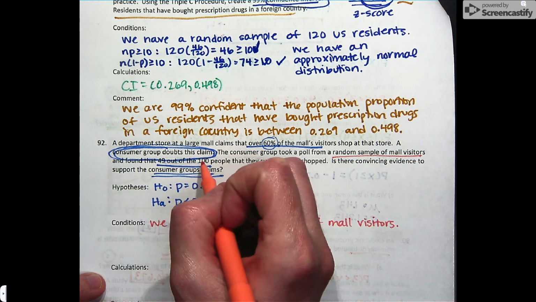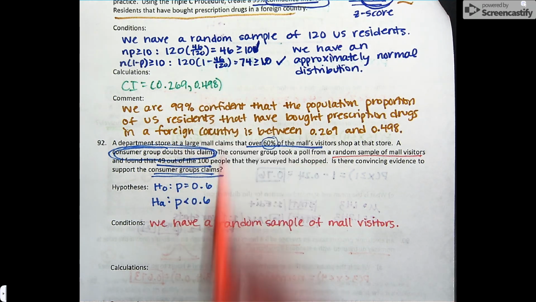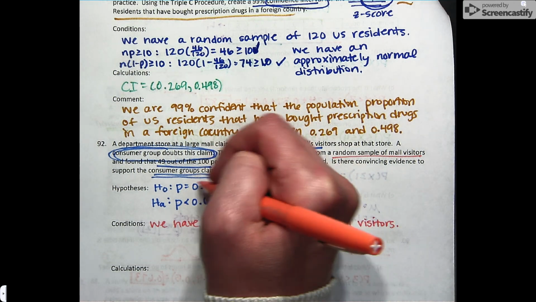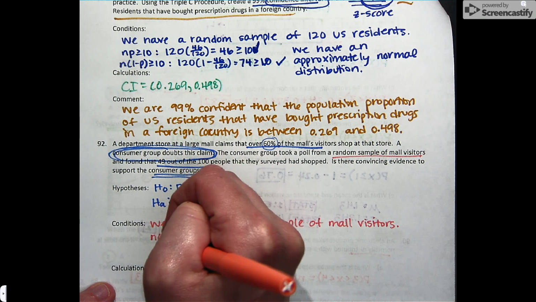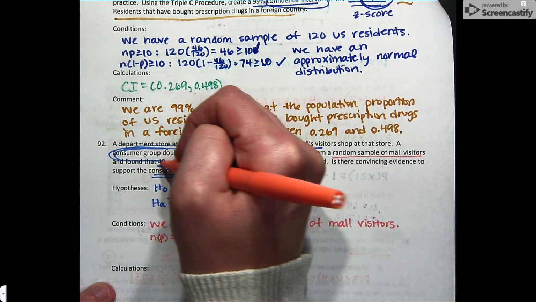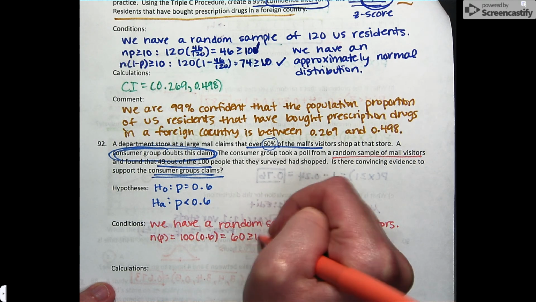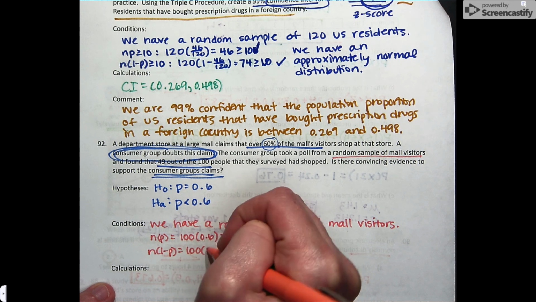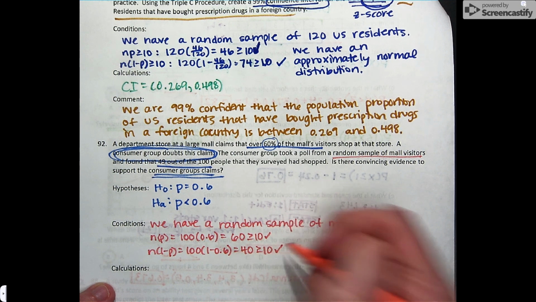Do not use 49 out of 100 like we did up here. The only reason why we did that in a confidence interval is because we didn't know the true population proportion. In this case, we know the claimed population proportion. That's 0.6. So for n times p, we would do the sample size, which is 100, times the population proportion, not 49 out of 100. Okay, so that's how I get 60, which is greater than or equal to 10. And n times 1 minus p would be 100 times 1 minus 0.6, which is going to be 40. And that's also greater than or equal to 10.